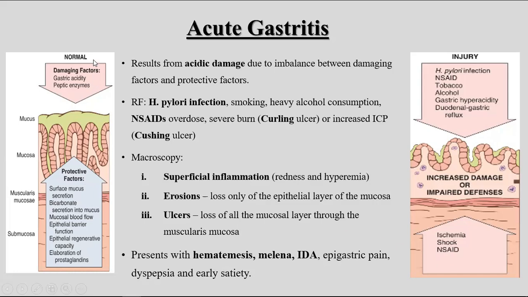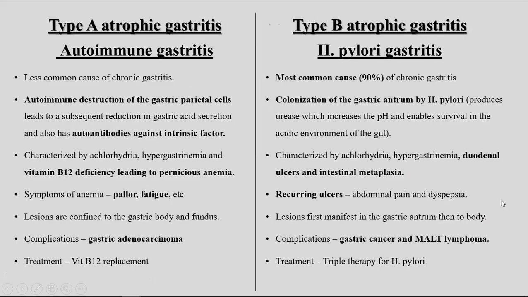So here you can see that there are normal protective and damaging factors, but when the balance is disrupted by these factors, you can have increased damage or impaired defenses, because of which you have acute gastritis.